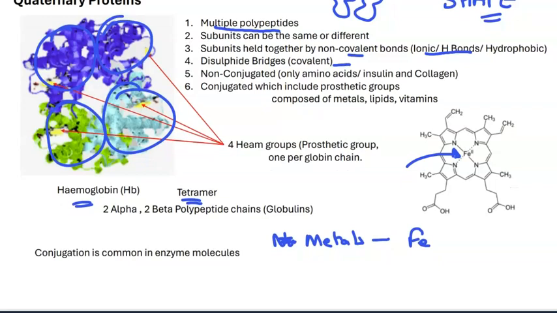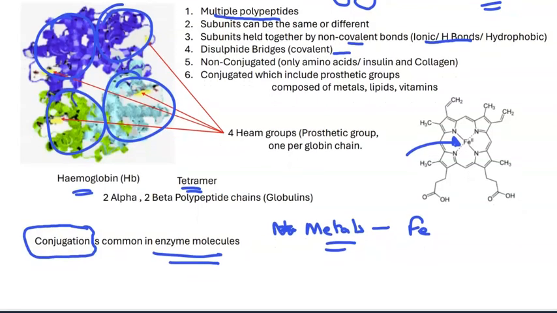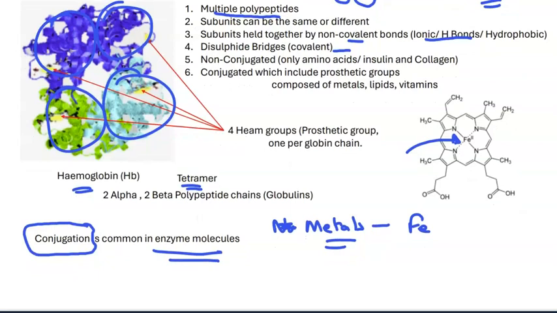The combination of a biological protein molecule with a metal is called conjugation. And this is particularly the case with enzyme molecules, which are often conjugated with transition metals. And that tells us something about their function as organic catalysts. But that will be covered in that section of the course.